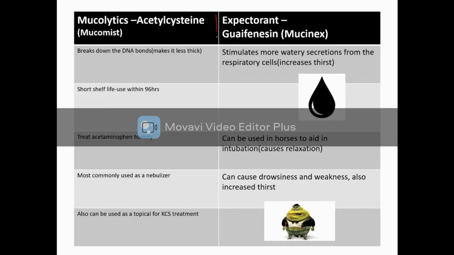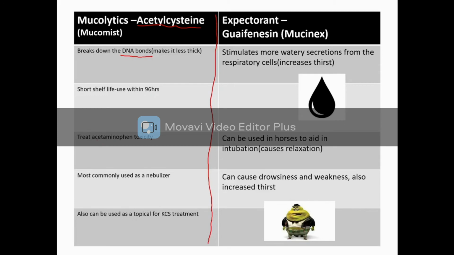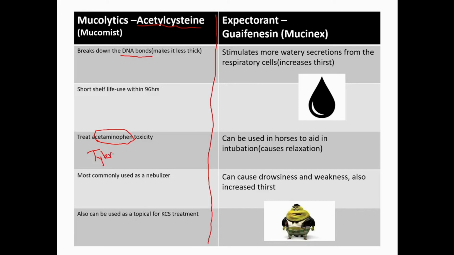So here's the difference between mucolytics and expectorants. I've given you an example of each. A mucolytic, acetylcysteine, also known as Mucomyst, breaks down mucus to make it less thick. It does have a short shelf life. We have to use it within 4 days. It's a little bit expensive. It does also treat acetaminophen toxicity. So what is acetaminophen? Tylenol. So if you have an animal that gets into Tylenol or takes too much Tylenol, we can give acetylcysteine.